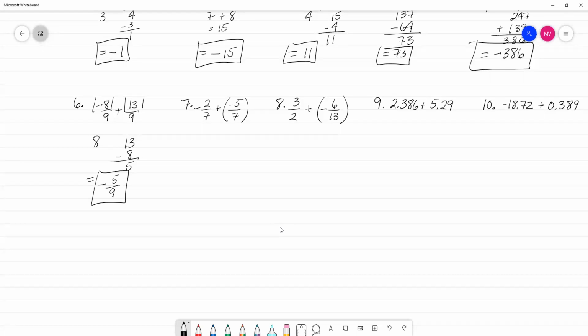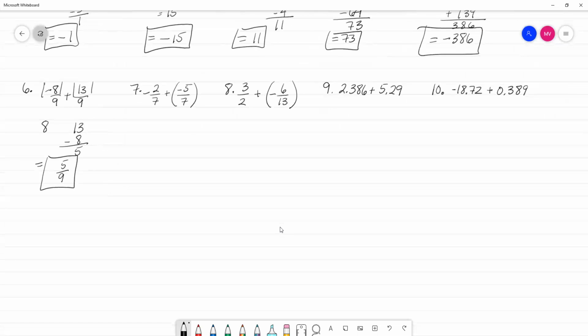Why did I say negative? Sorry, I already determined that our greater absolute value is positive, but there I went throwing negatives around. Positive 5/9. All right, sorry. Let's look at number 7.